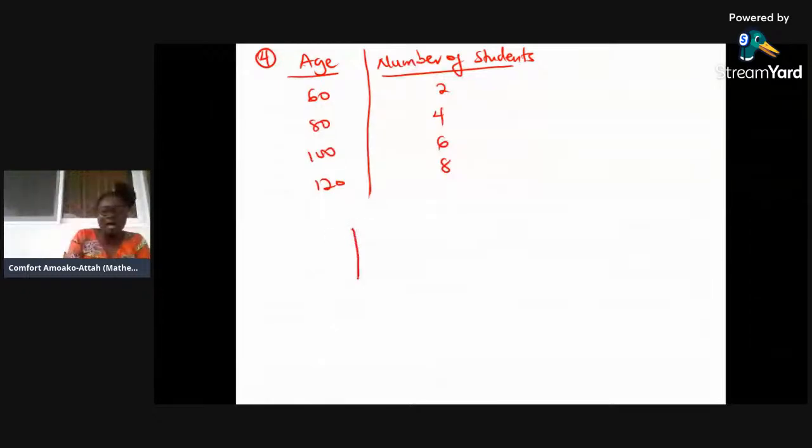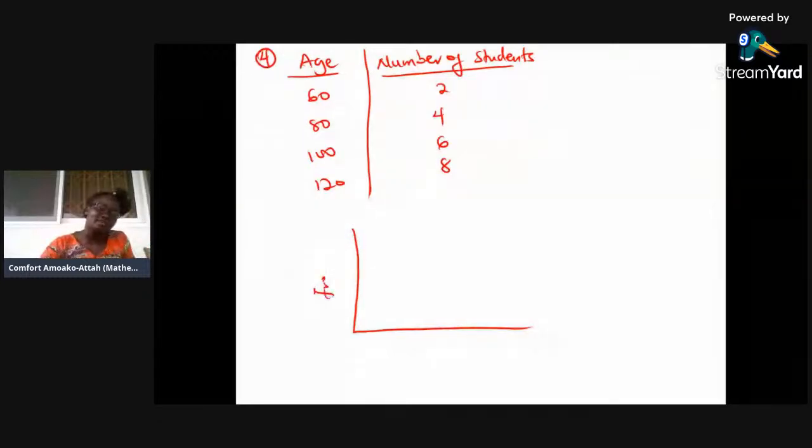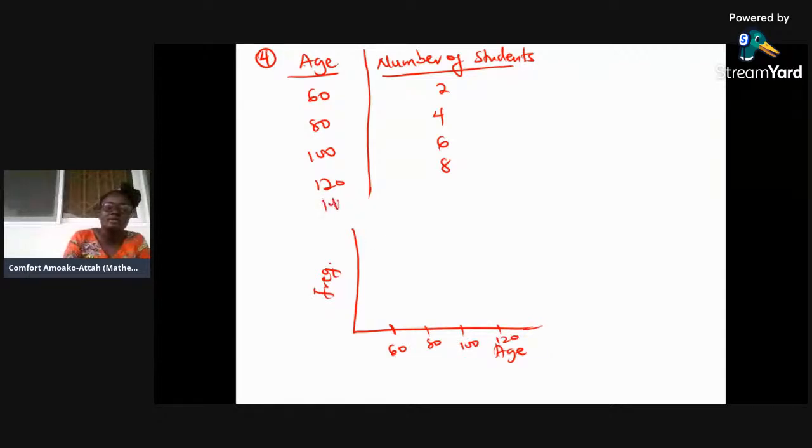So let's assume I have my graph drawn like this. I have this side to be the number of students, and I have this side to be age. Then I have my numbering under the age, 60, 80, 100, 120. Let's add the last one, 140. That will be 10. So we have 2, 4, 6, 8, and 10.